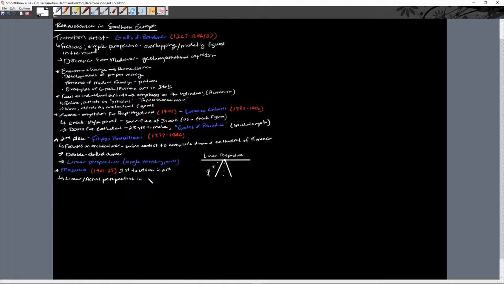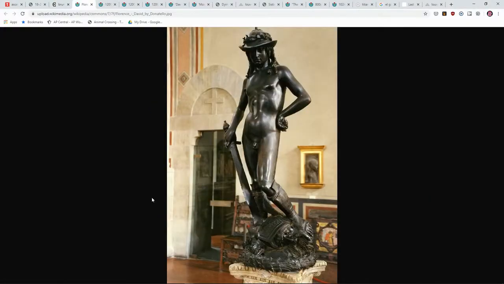In frescoes, he used frescoes as well. Frescoes are a very, very important style of art at the time. I don't know if I have any Masaccios. I do not.